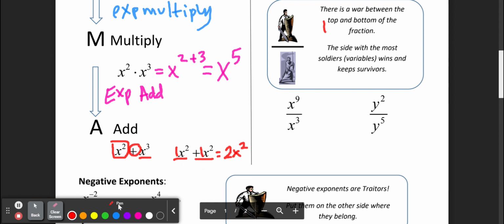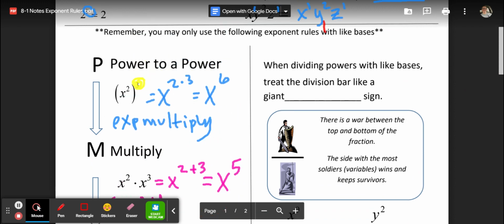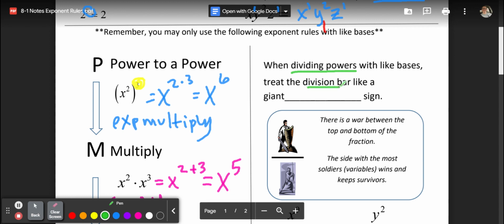All right, so let's go back up here. When dividing powers with like bases, treat the division bar like a giant subtraction sign. So you're going to write subtraction. Or if you want to just do a giant minus, subtraction sign. It says there's a war between the top and bottom of the fraction. This is where our subtraction sign would be. The side with the most soldiers or variables wins and keeps the survivors.